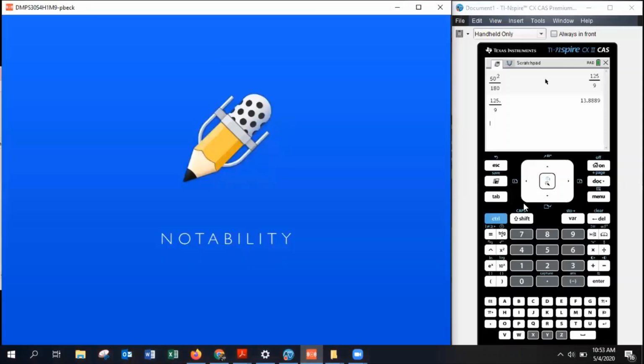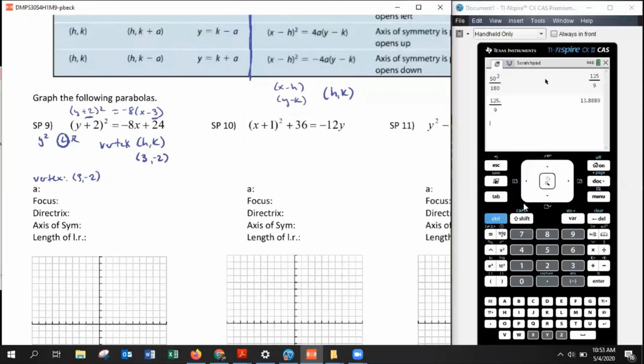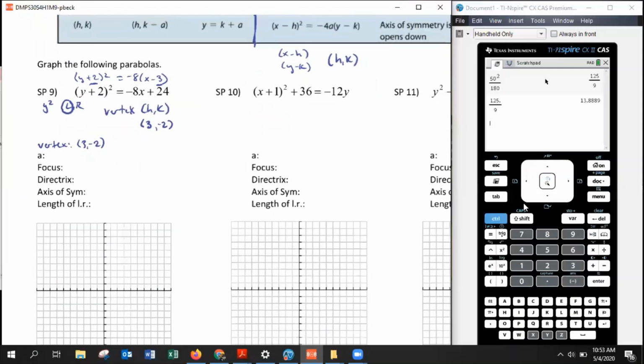Screen's freezing, so let's unfreeze it. So the vertex is at 3, -2. If that vertex is 3, -2, that would be this coordinate right here. And I would like to label this with a V. I know that this opens up to the left, which means that I should put the V on this side.